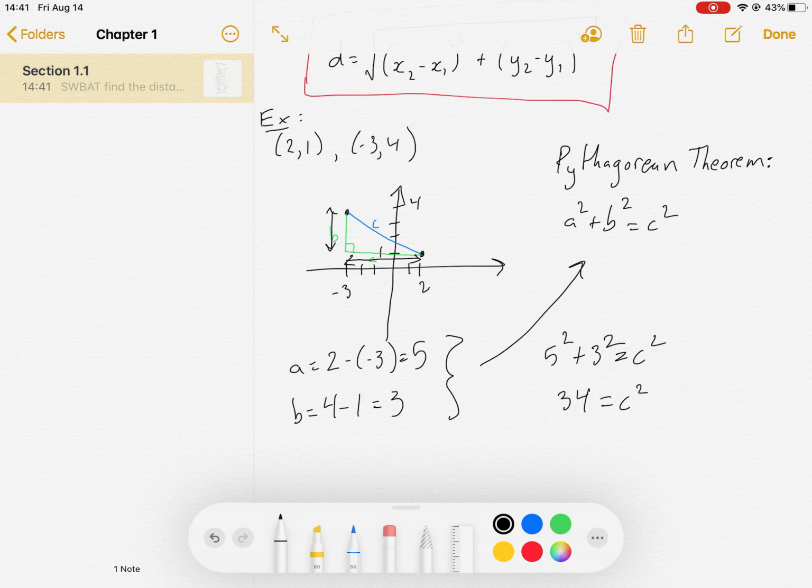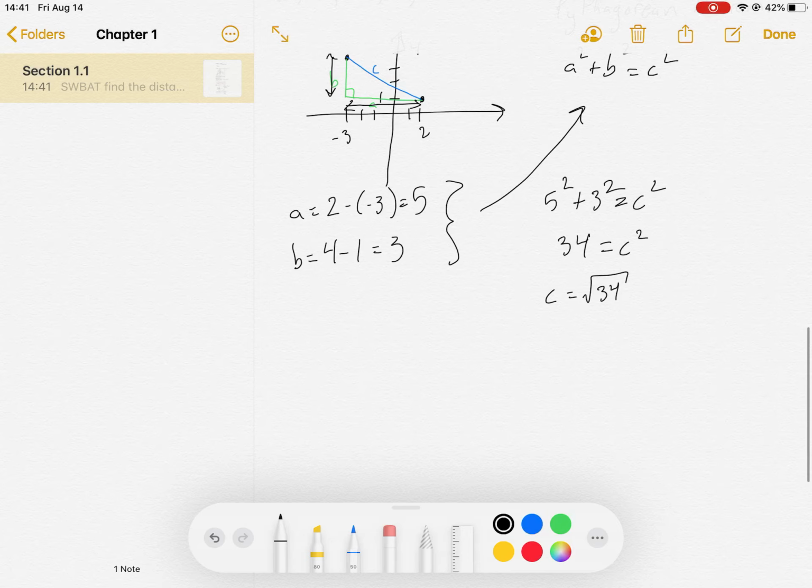Now you're going to see where that square root comes from. So C equals the square root of 34. And that would really be my final answer. Notice we also could have done this by saying, well, my distance has to be the square root of 2 minus negative 3 squared plus 4 minus 1 squared.